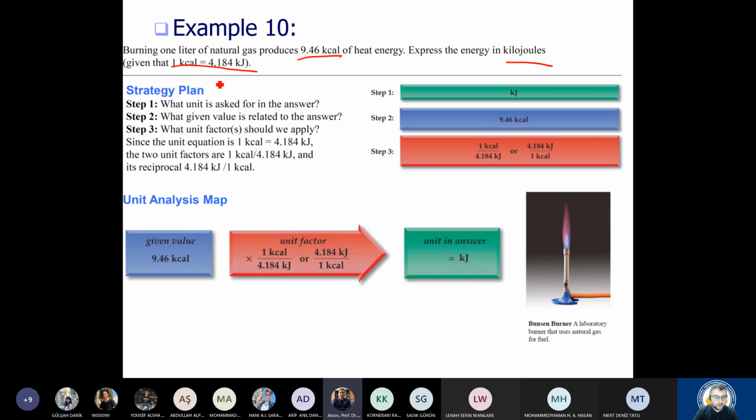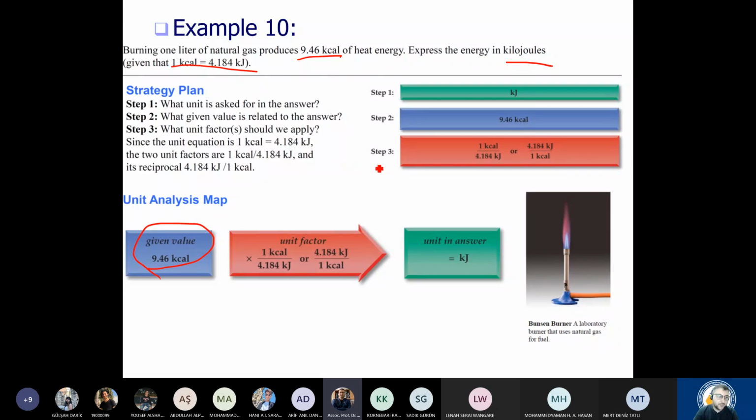So how can you do it? First, again, you must write what they give you. They give you 9.46 kilocalorie. And you know this ratio factor: 1 kilocalorie over 4.184 kilojoule, or you can use 4.184 kilojoule over 1 kilocalorie.